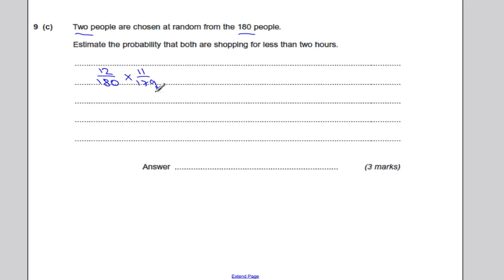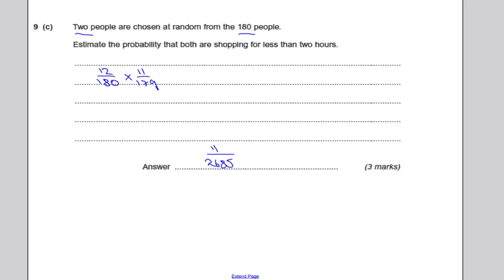So doing that on a calculator, we do 12 over 180 multiplied by 11 over 179, and working that out, we get 11 over 2685. 2685. That's it for this video.